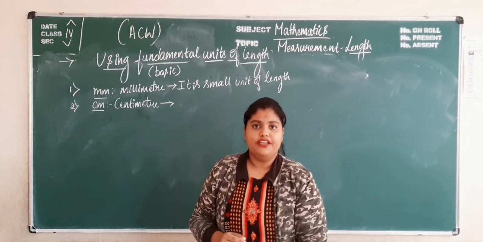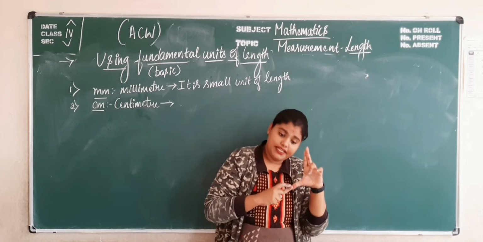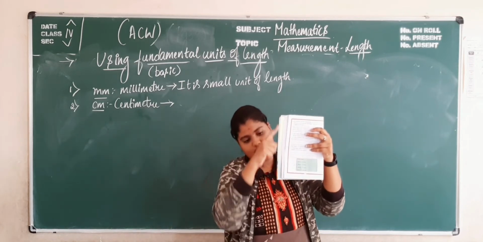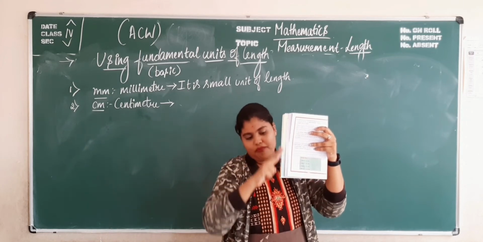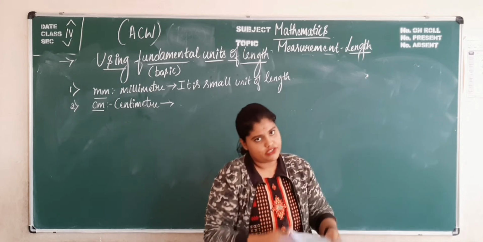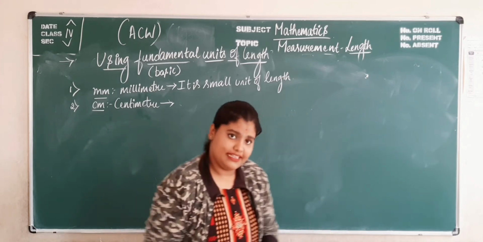For example, if I take pencil, the length of pencil is in centimeter. If I take this book and if I measure this length, this border of this book, so this will be in centimeters. So centimeter is also a unit of length, right?